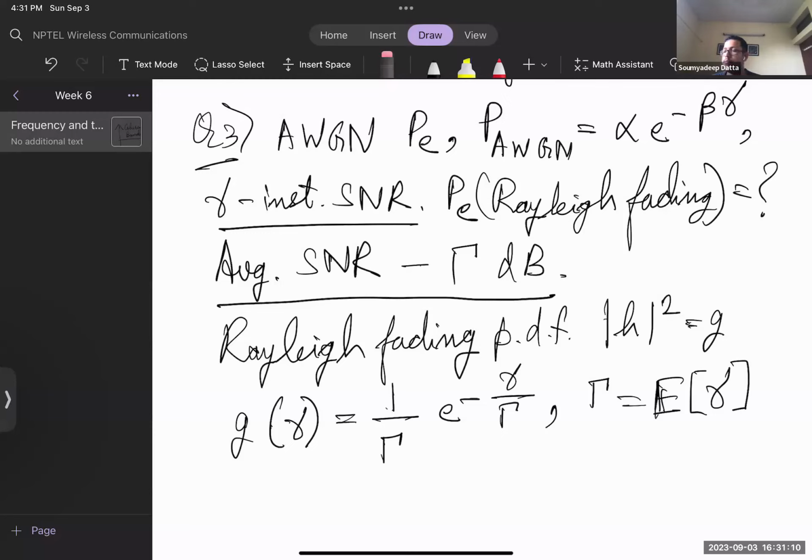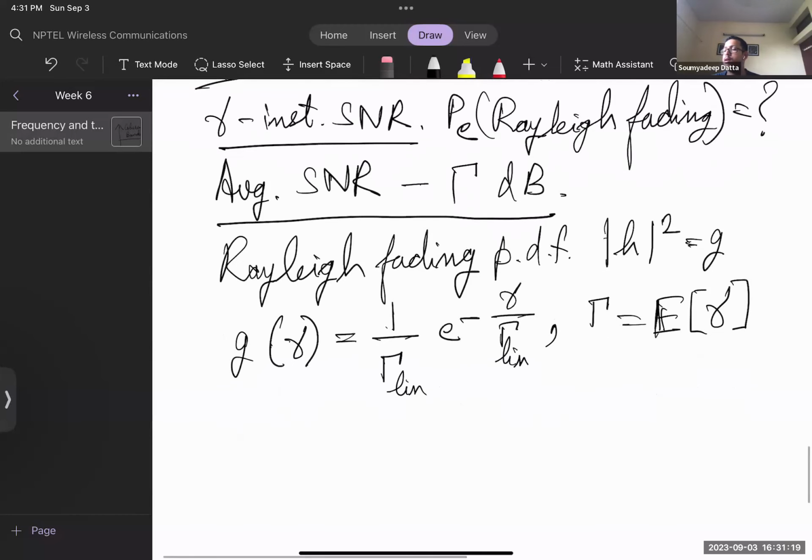Actually, I've written it as gamma dB. So mark that this is gamma linear. In your question, you will be given gamma dB, so you have to convert it into linear before writing this. So just be careful.